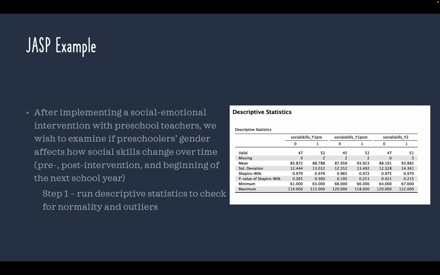All right, so notice here we get our output. So we get a 0 and a 1 for each time point. And in this data set, 0 is boys and 1 is girls. All right. And for looking at normality, we want to look at the p-value of the Shapiro-Wilks test. And we see that all 6 of these p-values are greater than 0.05. And so this is telling us that we can assume normality.